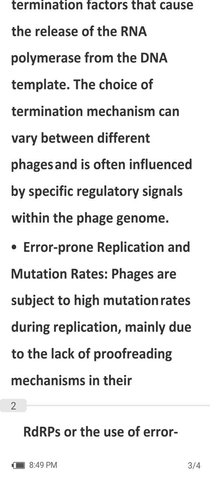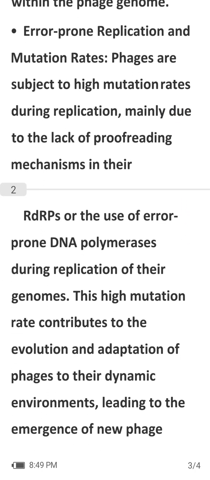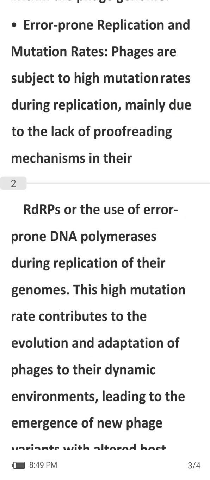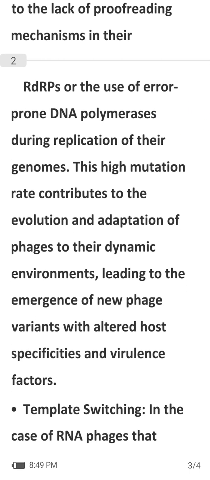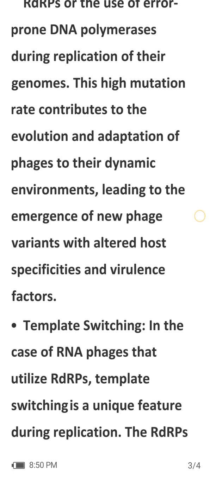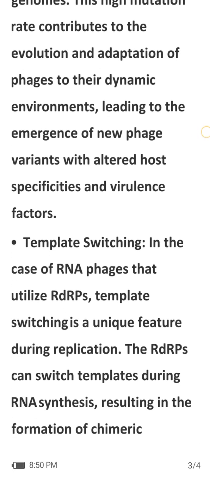Error-prone replication and mutation rates. Phages are subjected to higher mutation rates during replication, mainly due to the lack of proofreading mechanisms in their RDRPs or the use of error-prone DNA polymerase during replication of their genomes. This high mutation rate contributes to the evolution and adaptation of phages to their dynamic environment, leading to the emergence of new phage variants with altered host specificities and virulence factors.